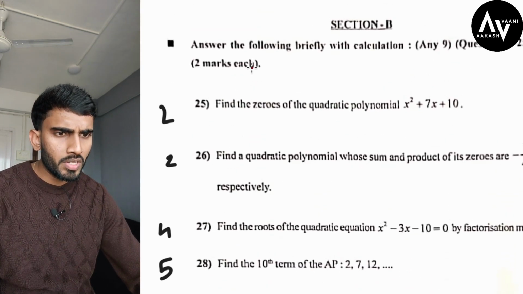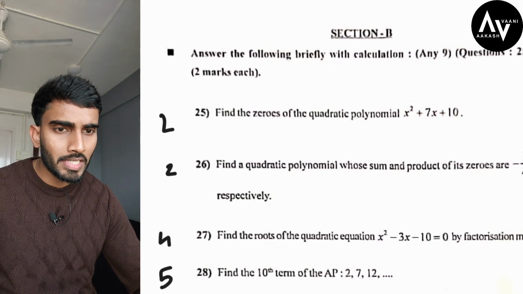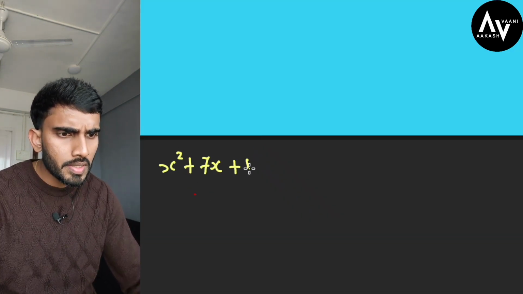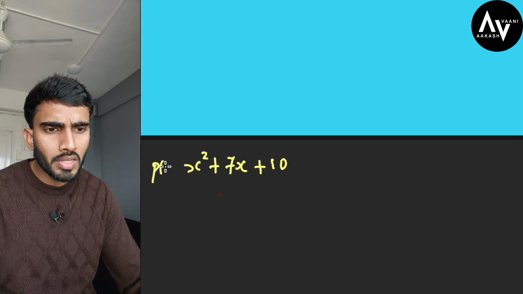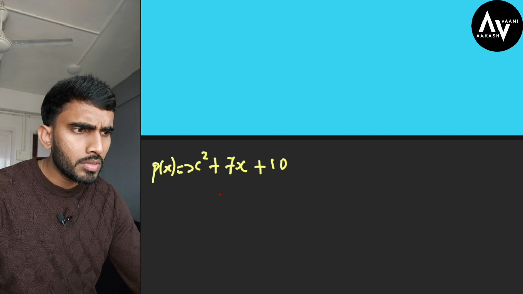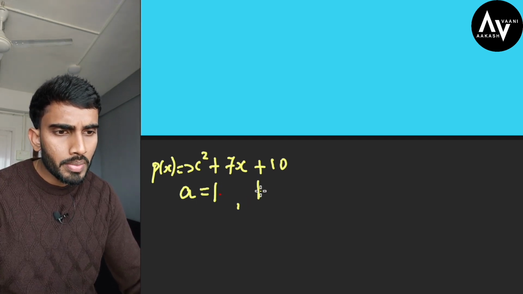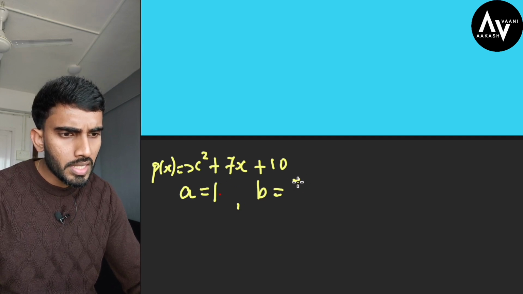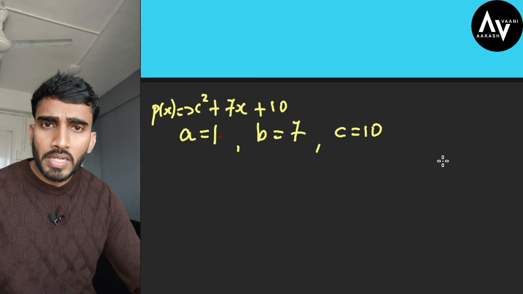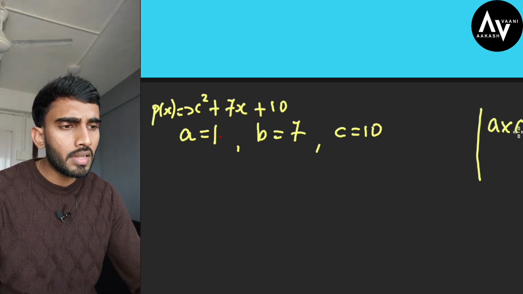Section B, question number 25 says find the zeros of the quadratic polynomial x square plus 7x plus 10. This is the given polynomial and we have to find the zeros of it. The first step is to write down the values of a, b and c. So a is equal to 1, b is the coefficient of x, 7, and c is the constant, 10. Now in order to split the middle term, we have to multiply a and c in the rough.